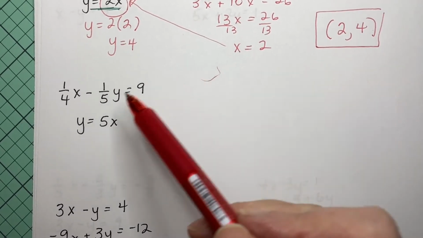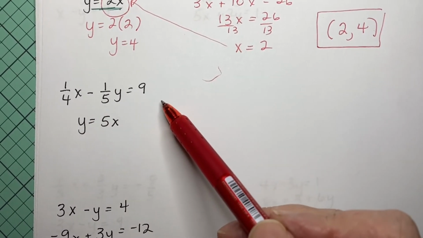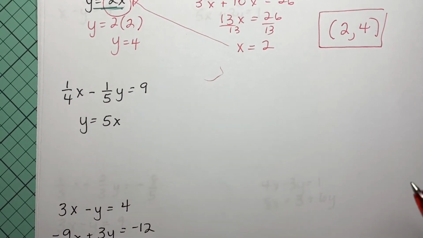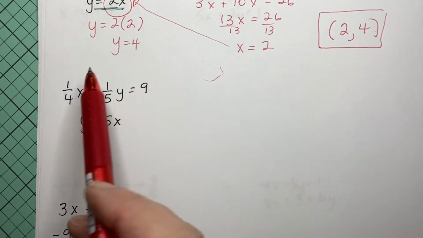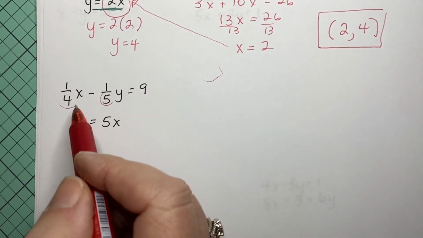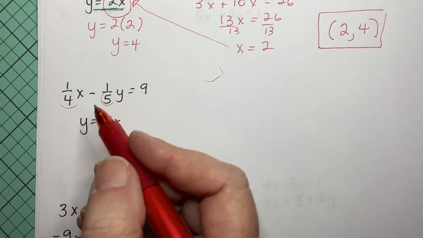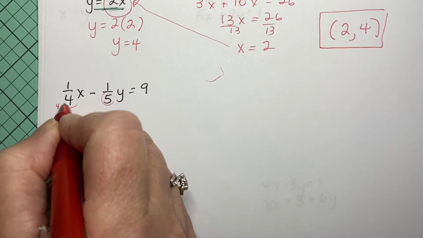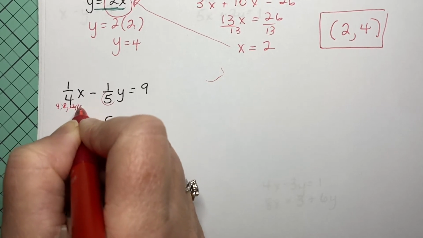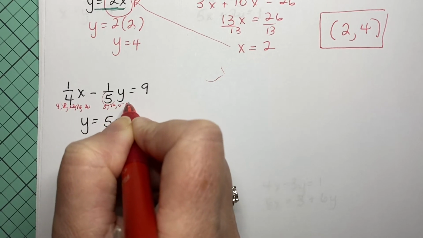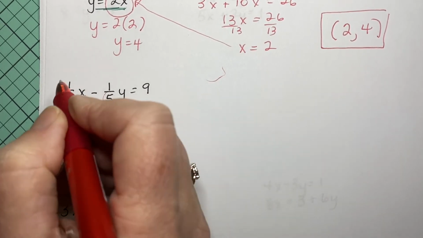Okay, let's look at this next one. The first thing you probably notice is that it has a fraction, but just remember in algebra, anytime you see a fraction, just get rid of it. I look at my denominators, 4 and 5, and the least common denominator would be 20. Multiples of 4 are 4, 8, 12, 16, 20, and multiples of 5 are 5, 15, 20. So 20 is your least common denominator.